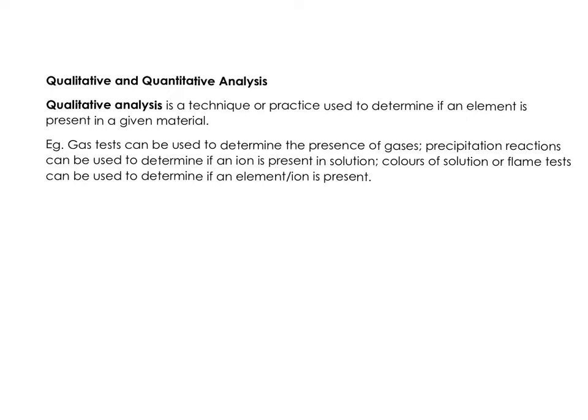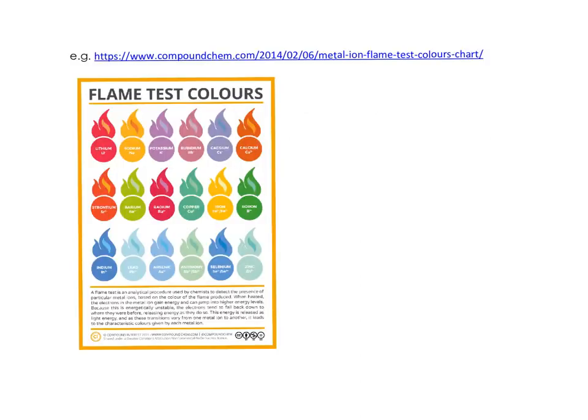Colors of solutions or flame tests can also be used to determine if something is present. For example, a blue solution could indicate that you have copper 2+ ions present. Another neat way is the flame tests. You can put a sample of your compound or your solution into the hottest part of a Bunsen burner, and you will see a color above the contact point, and based on the color you can identify your elements.